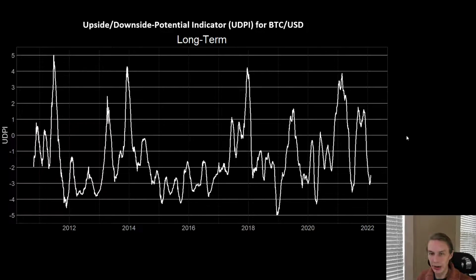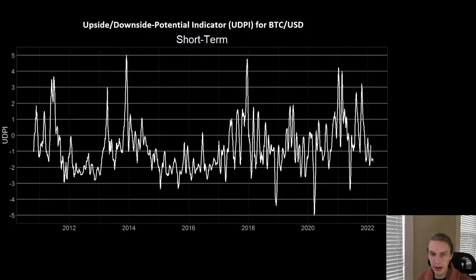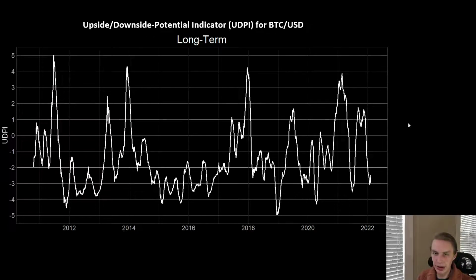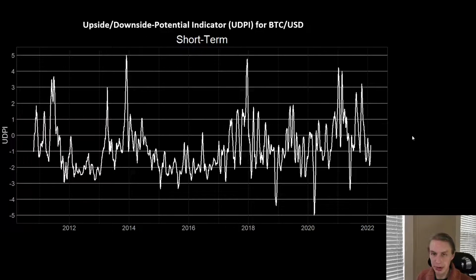Now, one thing I do want to talk about as well is the short-term UDPI. The long-term cares about moves that play out over multiple months, while the short term cares about moves that play out over days to weeks. So it will update a lot more quickly in terms of what it thinks is realistic in the coming days to weeks. It's caring more about intra-day and weekly volatility, whereas the long-term UDPI is really caring about what's realistic in the coming months, the longer-term perspective.